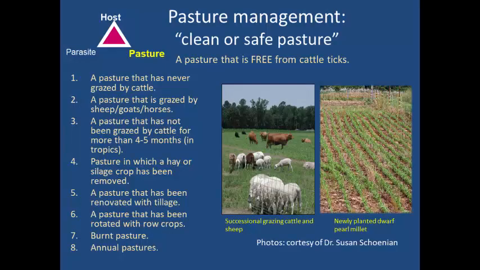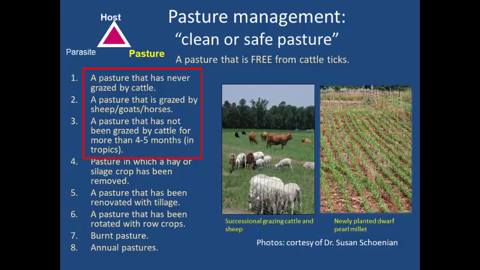So finally, if we move into things that could be done on the pasture to control the free-living stages of ticks, we have some principles that could also be applied to many other parasites. In the case of the cattle tick, a clean or safe pasture is one that has never been grazed by cattle. This one ties up with the second one, which is to put cattle in pastures that have been grazed by other types of livestock, sheep, goats, horses, because neither one of these other species serve as a host for the cattle tick. The third one is a pasture that has not been grazed by cattle for more than 4 or 5 months.